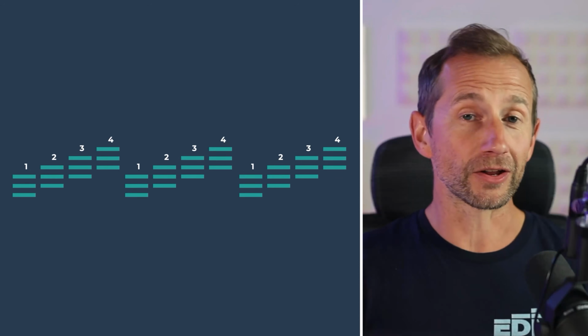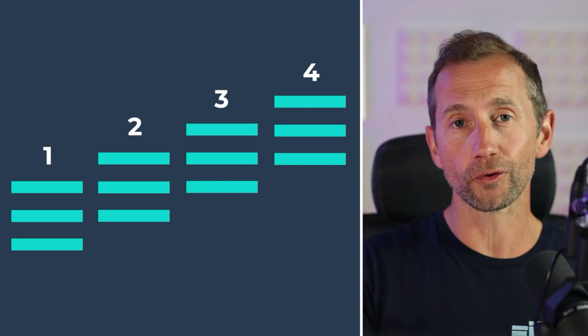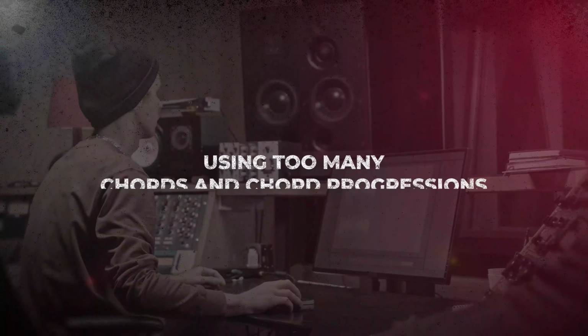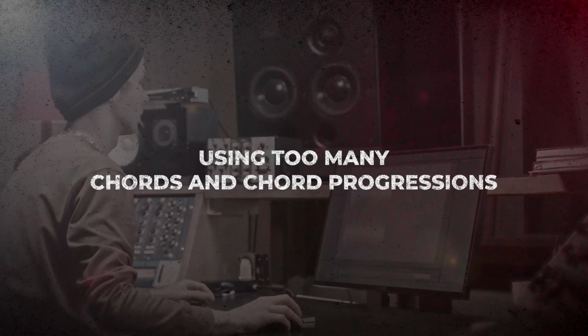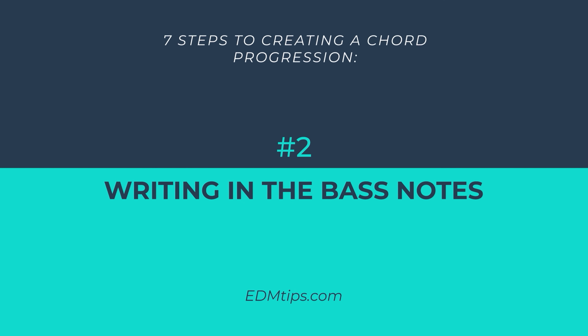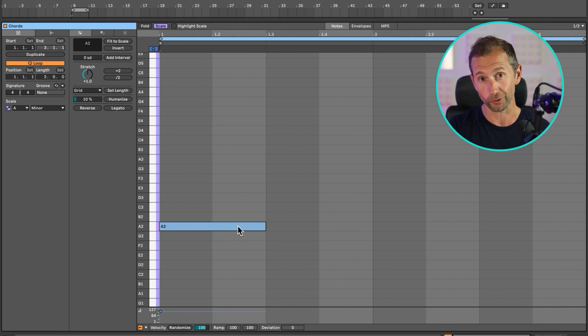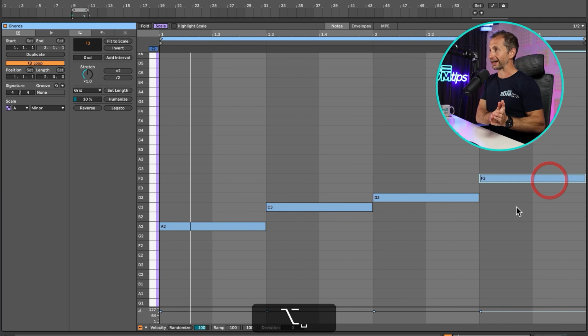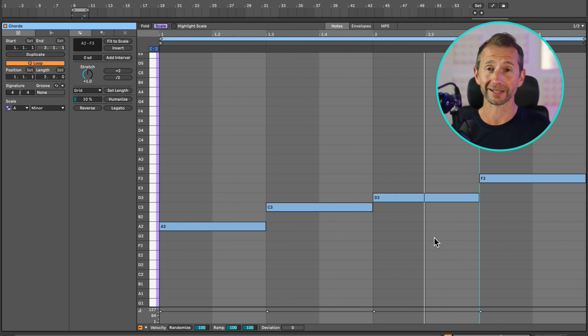Don't tell anyone. Now in most music there are usually only 3 or 4 chords in the entire track that just repeat over and over. And one of the biggest mistakes I see new producers making is trying to overcomplicate their tracks with too many chords and too many chord progressions. So once we've chosen the scale to work in, let's write in the bass notes of each of these 3 or 4 chords. We want the progression to naturally want to resolve back to the root note of the track. In this instance, as we're working in A minor, the root note of the track would be A.